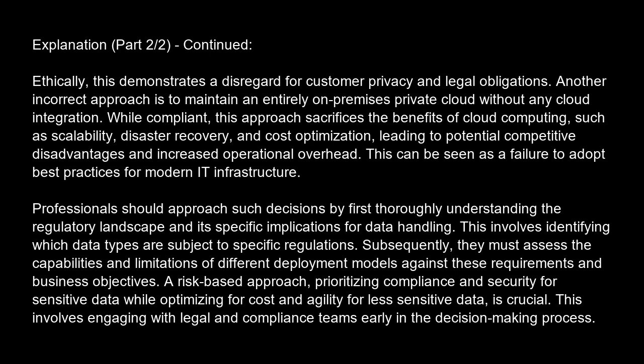Professionals should approach such decisions by first thoroughly understanding the regulatory landscape and its specific implications for data handling. This involves identifying which data types are subject to specific regulations. Subsequently, they must assess the capabilities and limitations of different deployment models against these requirements and business objectives. A risk-based approach, prioritizing compliance and security for sensitive data while optimizing for cost and agility for less sensitive data, is crucial. This involves engaging with legal and compliance teams early in the decision-making process.